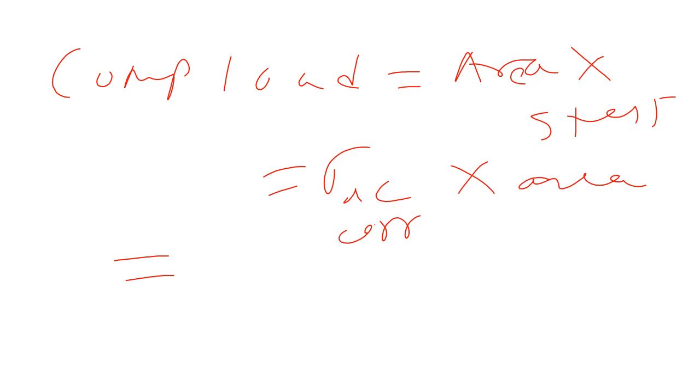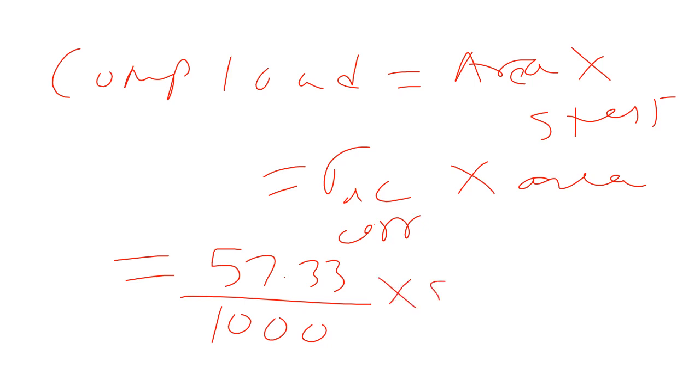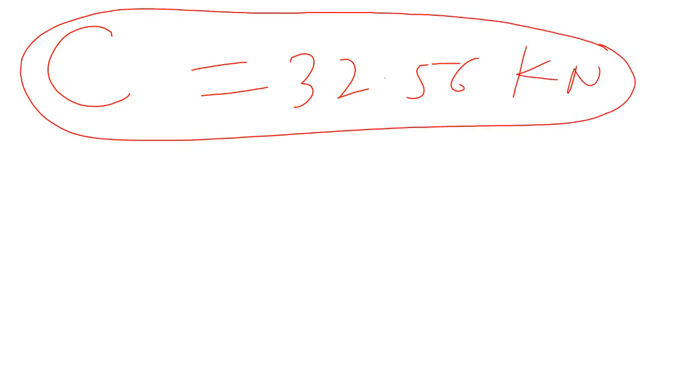Now plug in the values. Sigma AC is 57.33. To make it kilonewton, divide by 1000, and the area is 5.68 in centimeter square, so make it millimeter square. 100 is the multiplier for that. So finally you will get the total compressive load carried by this particular compression member, which is 32.56 kilonewton. So that's it for this problem. Thanks.